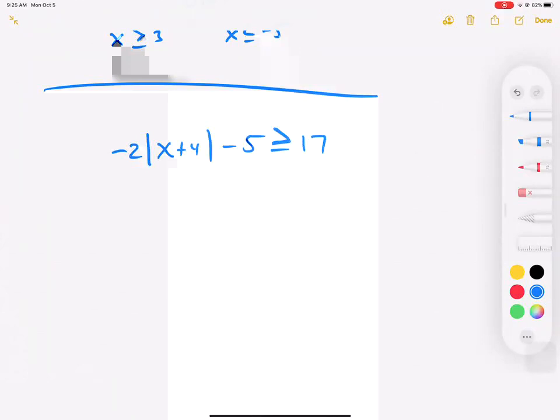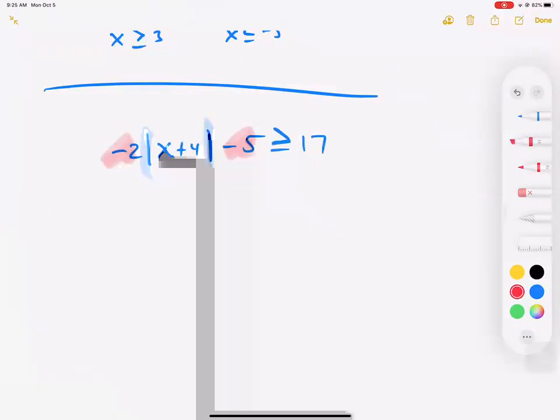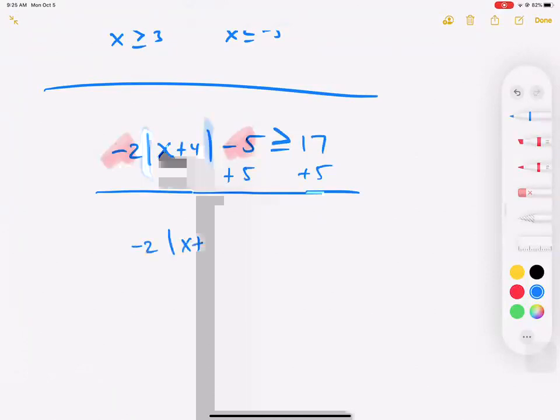So before I can get at the absolute value sign, I need to get rid of the numbers -5 and -2. So which one's farthest away from the absolute value? Remember, we're trying to get the absolute value alone. Would that be -5 or -2? -5 is farther. So opposite of -5 is +5 to both sides. -2, absolute value of x plus 4 is greater than or equal to 22.